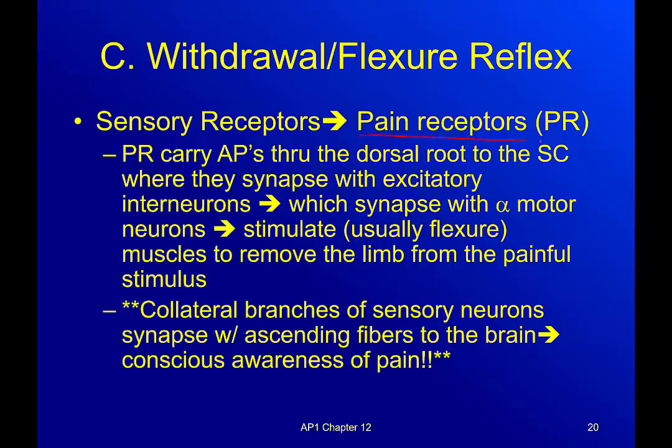So what's my sensory receptor? Well, the pain receptor is my sensory receptor because I just stepped on a nail. It carries an action potential through the dorsal root, which all sensory information goes in through the back, where they synapse with excitatory interneurons. Excitatory means I'm going to get an action potential. They synapse with an alpha motor neuron. It stimulates the muscles to remove the limb from the painful stimulus. I need to get away from that pain. I do have collateral branches of the sensory neurons that synapse with ascending fibers to my brain. I am aware that I am in pain. I am consciously aware. That really, really hurts.